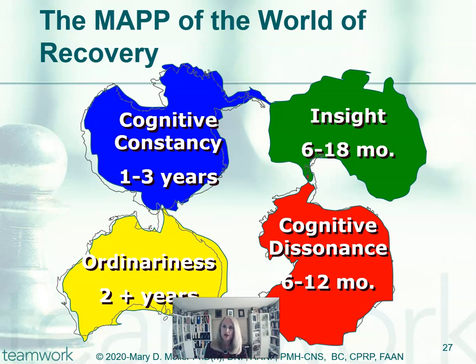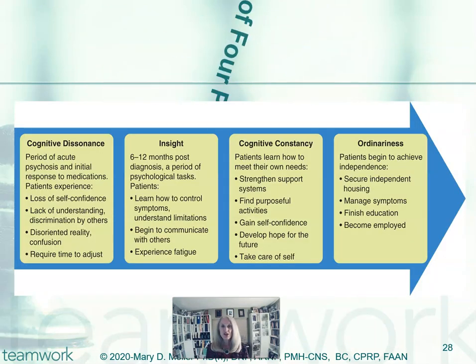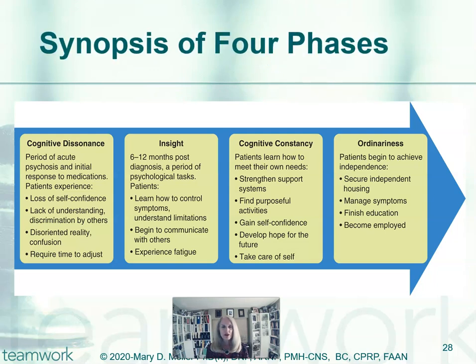So if you had a really good intensive, as I know you do, 2-year program that's targeted to look at these psychological recovery milestones, you can have a client doing pretty doggone good at the end of 2 years. And then, like I said, I think we're all working on ordinariness. So here's a summary of the 4 phases of cognitive dissonance, insight, cognitive constancy, and ordinariness.